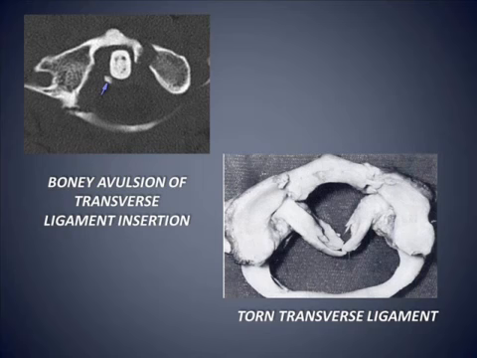Here we have quite a good example. We have a CT cut with a bony avulsion of the transverse ligament insertion. And in the bottom right hand corner we have a specimen with a totally torn transverse ligament, reminding ourselves that approximately 85 kilograms of force is required to produce this, which is quite a significant amount of force.